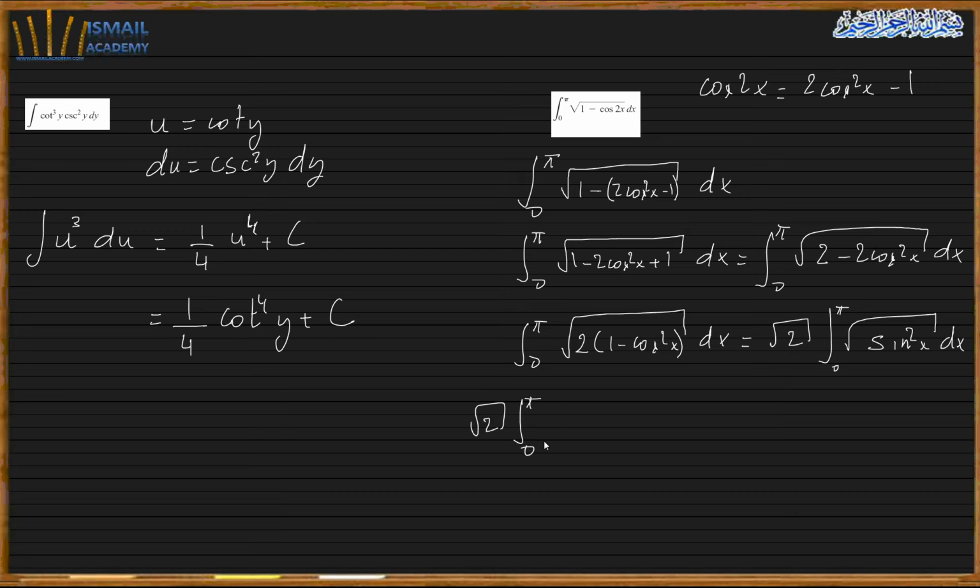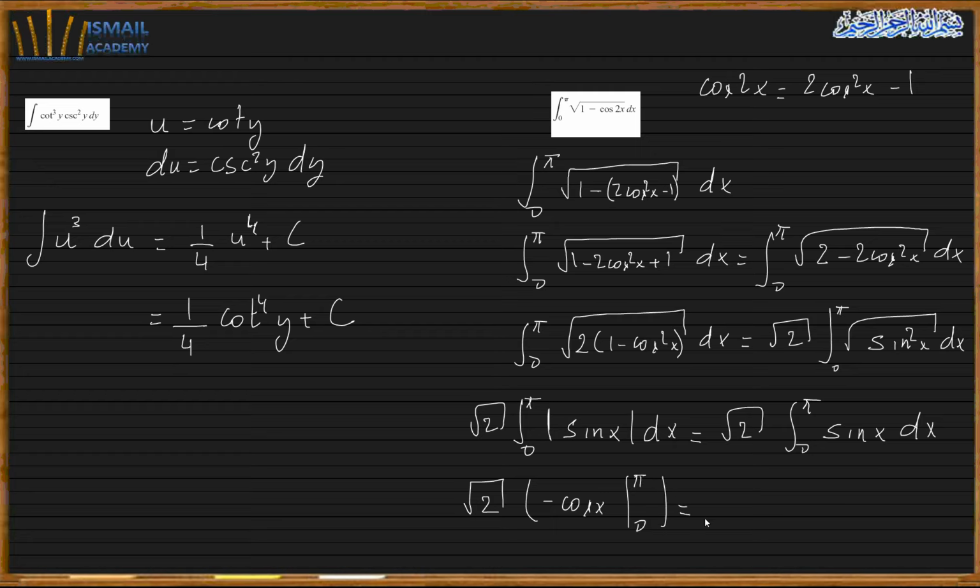So here I will have absolute value, so it's going to be between 0 and pi absolute value of sine x dx, and we know that sine is always positive between 0 and pi. We just see it. So it's going to be square root of 2 integral between 0 and pi sine x dx, which is going to be minus cosine. So now I'm not going to make the mistake. So here is going to be minus cosine of x, 0 and pi, and we were done.